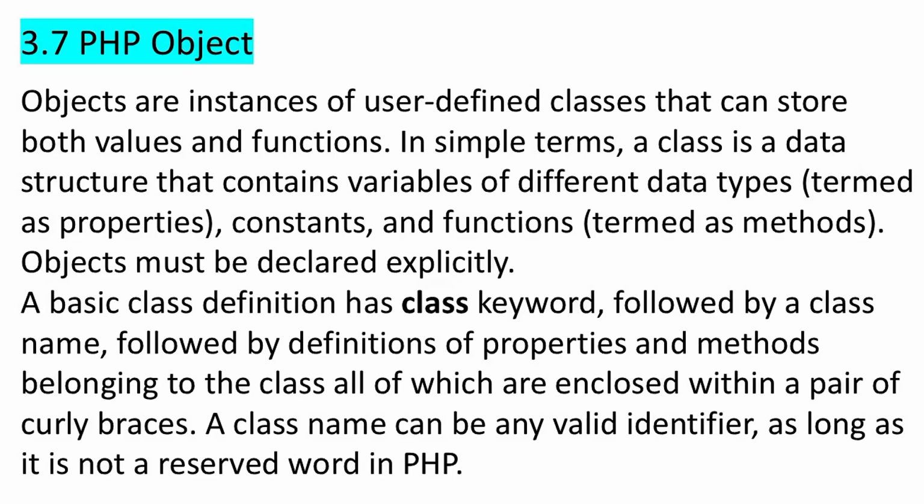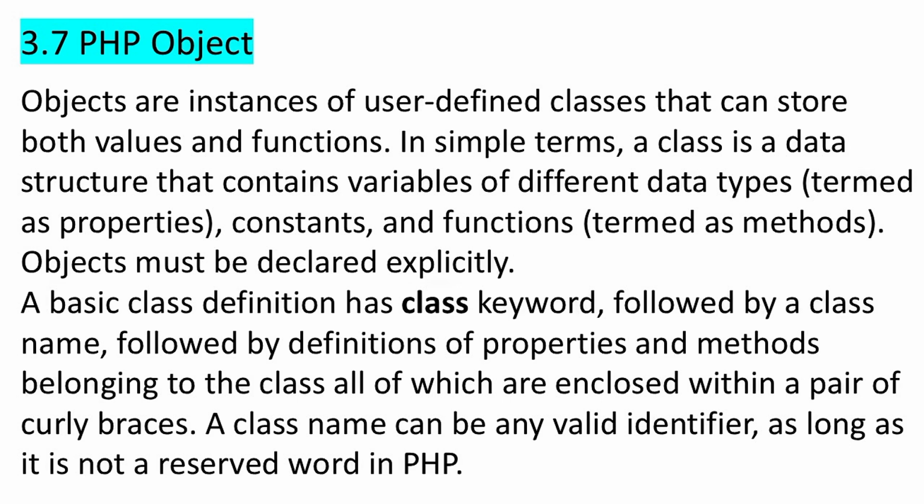In PHP, objects are created from classes, and they represent a way to organize both data and the functions that work with that data in a single structure. In simple words, an object is an instance of a class. A class is like a blueprint or template, and an object is the actual usable version of that blueprint created in memory. A class can contain variables, constants, and functions.